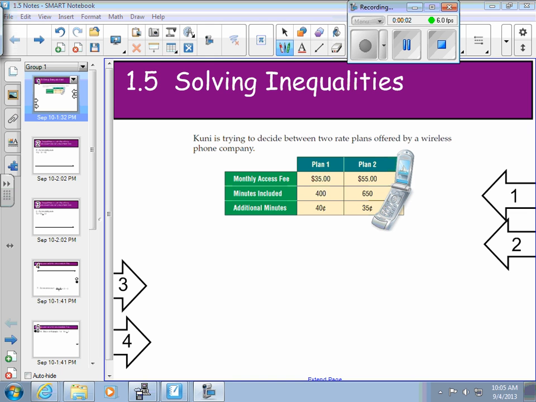All right, in today's lesson, we're going to look at solving inequalities. Inequalities are those symbols that compare quantities. And those are symbols like greater than, less than, greater than or equal to, or less than or equal to.